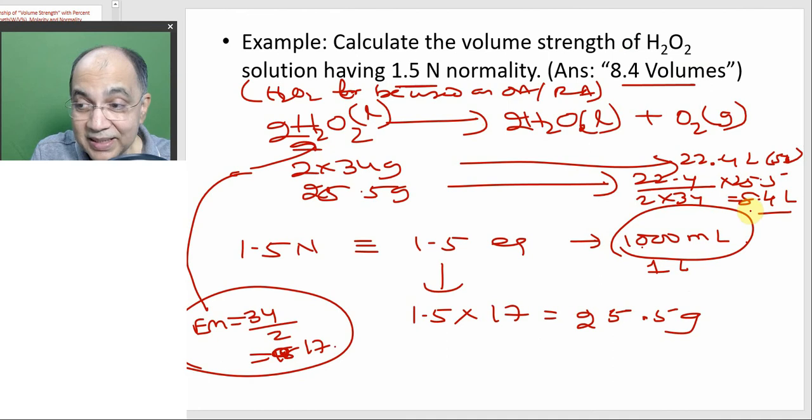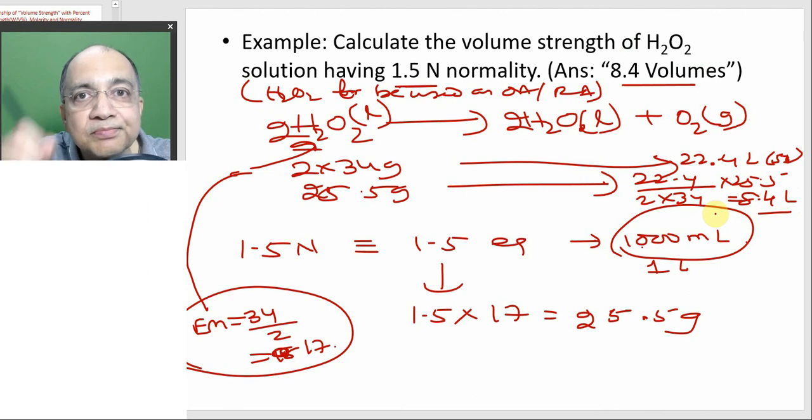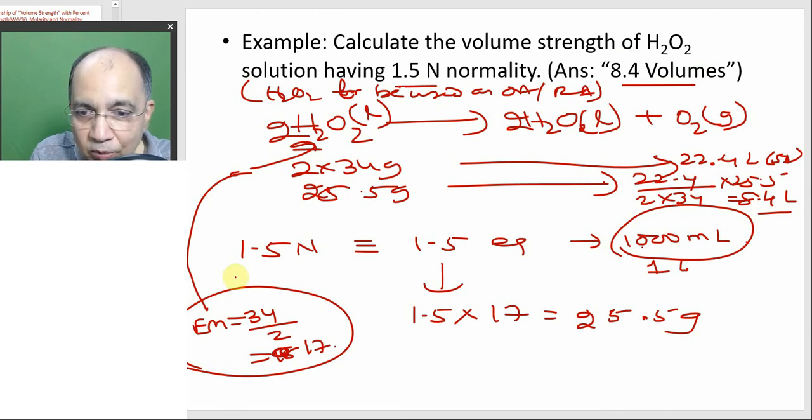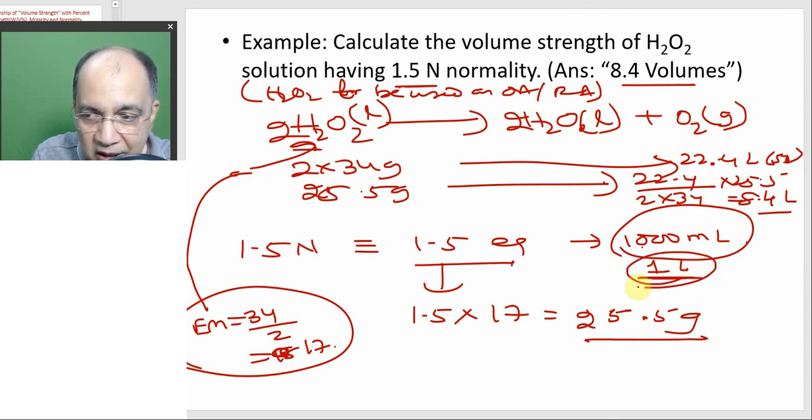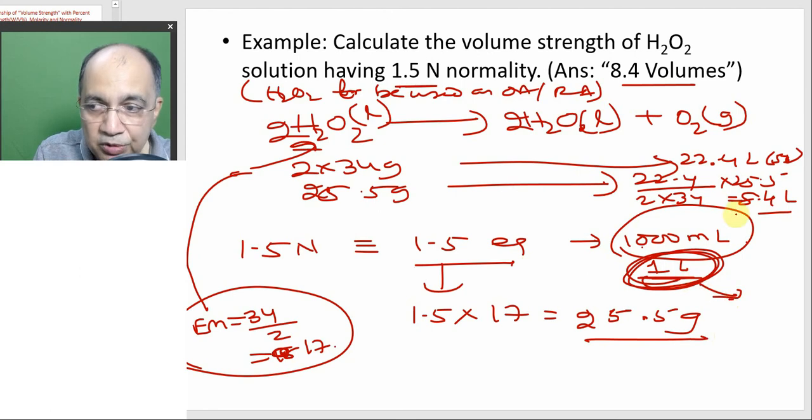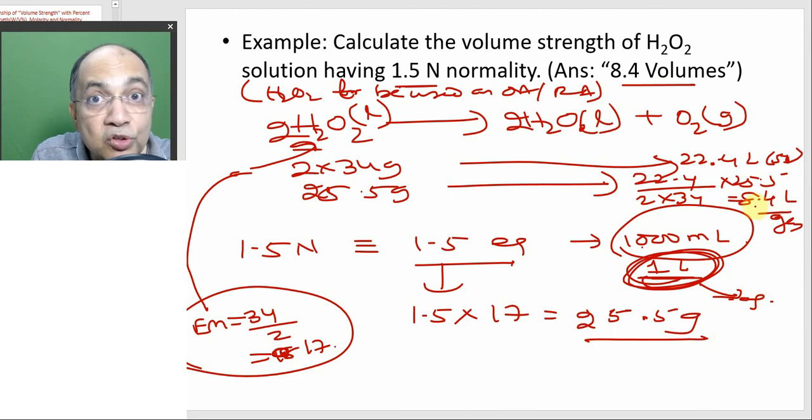And tell me, this many liters of oxygen gas is produced by how many liters of aqueous H2O2? 1 liter, because normality 1.5 N means in 1 liter solution you have this many equivalents or this many grams. So 1 liter is the volume of the aqueous solution. 1 liter produces 8.4 liters of gas. This is gas, this is aqueous. So definitely the volume strength is 8.4 volumes. Understood?